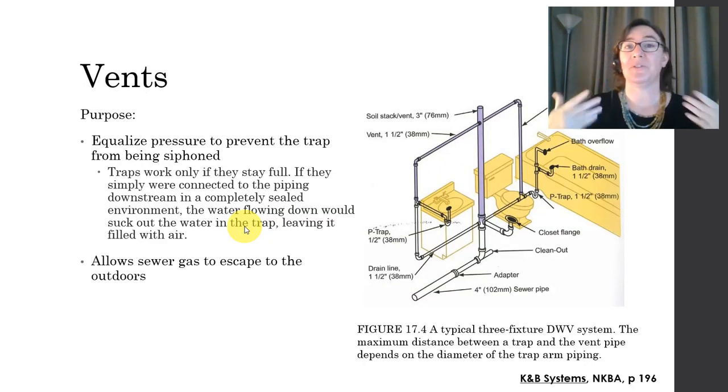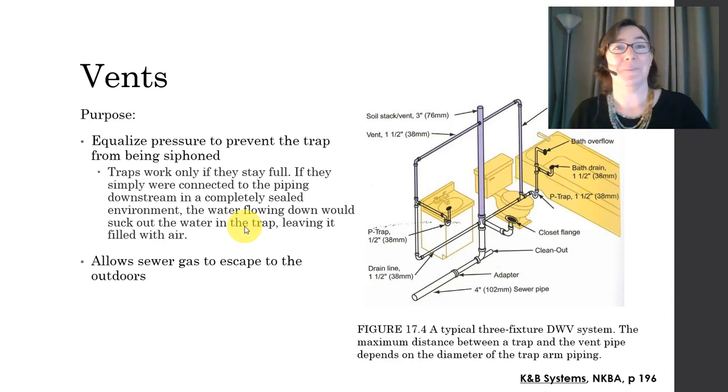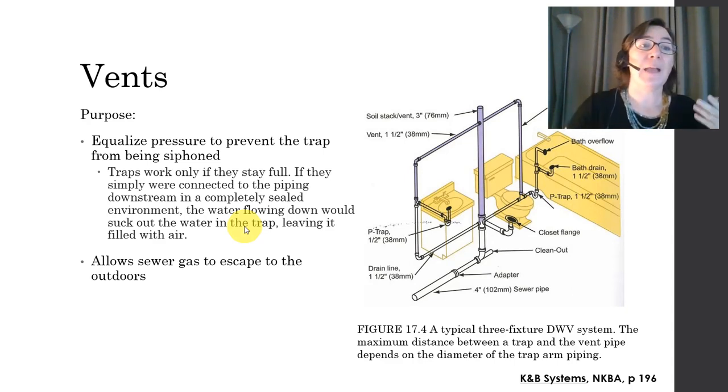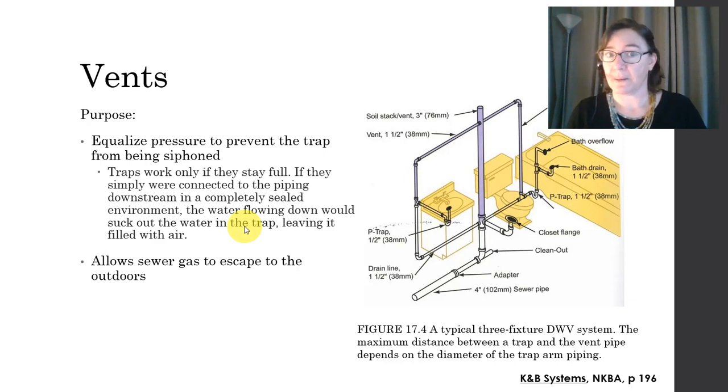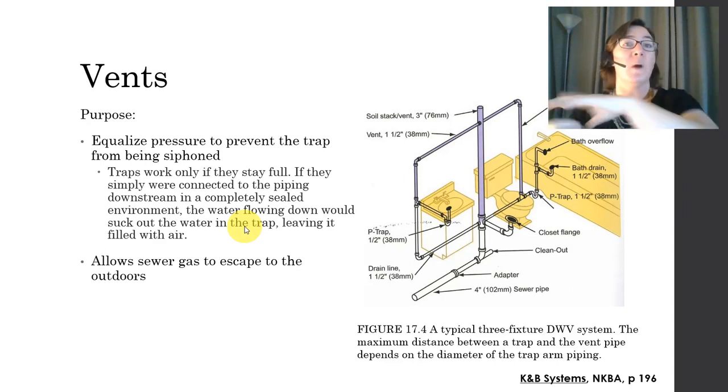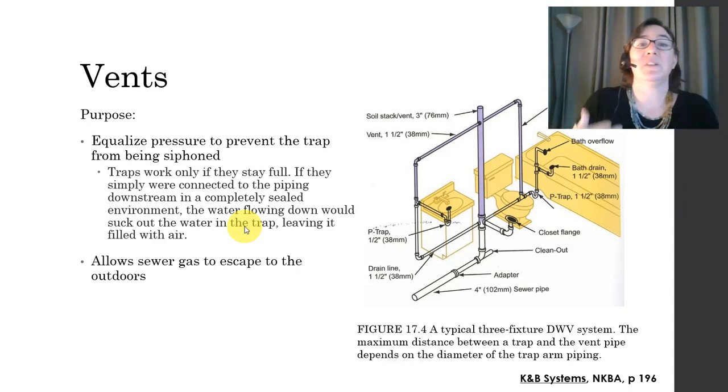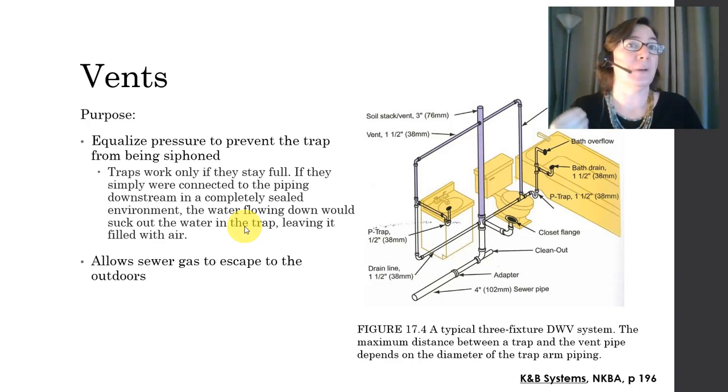Another major component of your drainage, waste, and vent system are the vents. Vents are there to equalize the pressure, air pressure we're talking about, and prevent the trap from being siphoned and all the water being pulled out of it. It turns out traps only work if they stay full of water. And if you had a fully sealed system, the water flowing down the pipe would suck the water out of the trap and it would leave it dry, full of air. So we provide vents, equalize the pressure, the traps stay full.